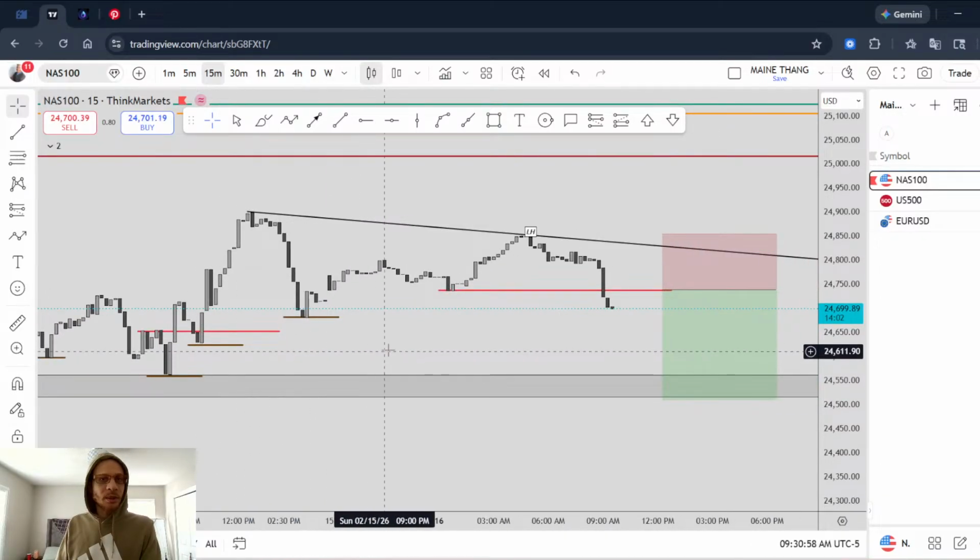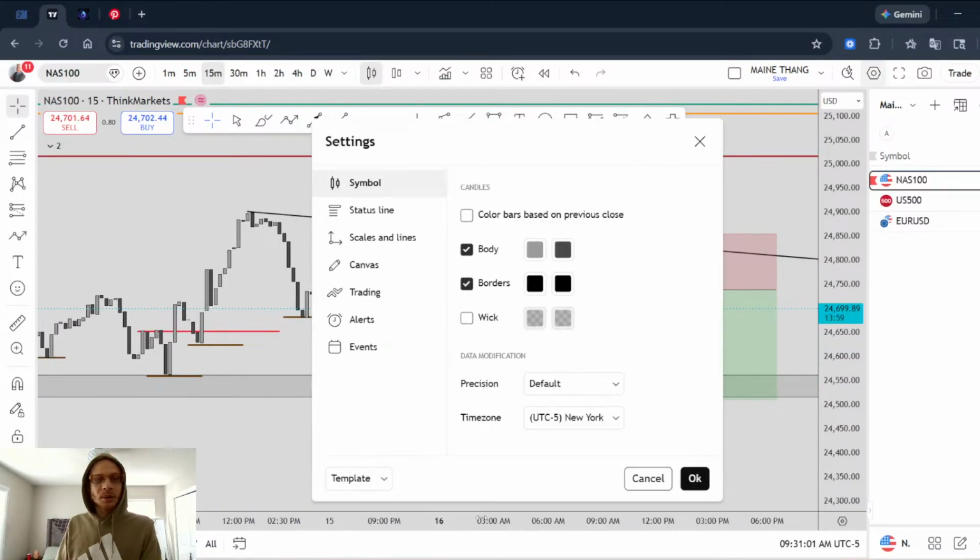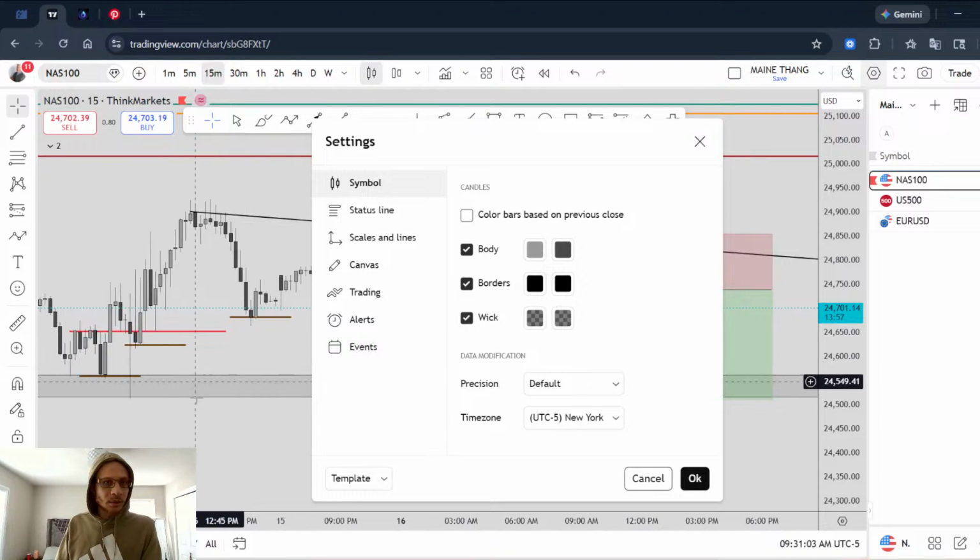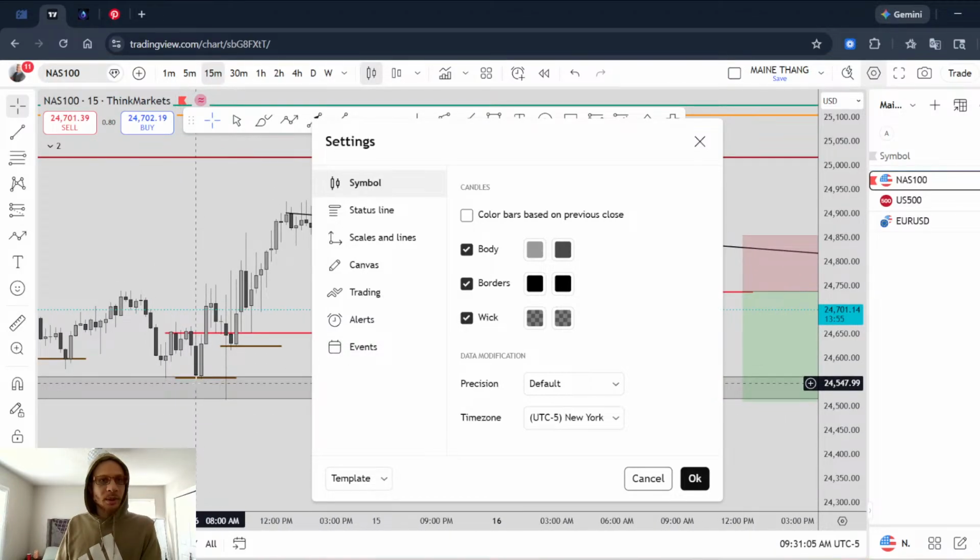And then this is where the wicks do come into play. So if I turn the wick back on, yeah, you'll probably want to have your stop under here because it wicked all the way down here.